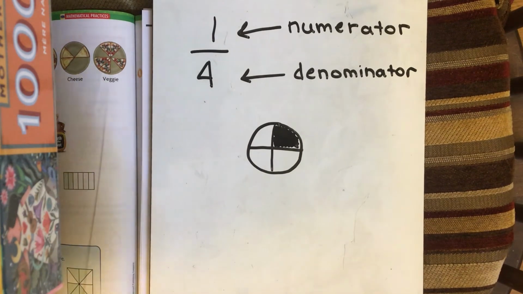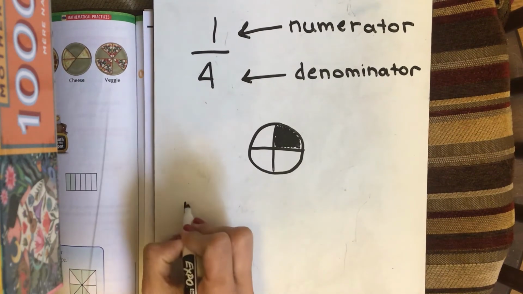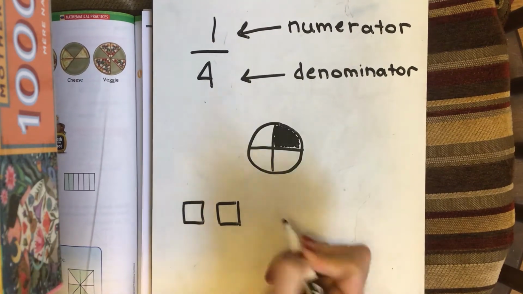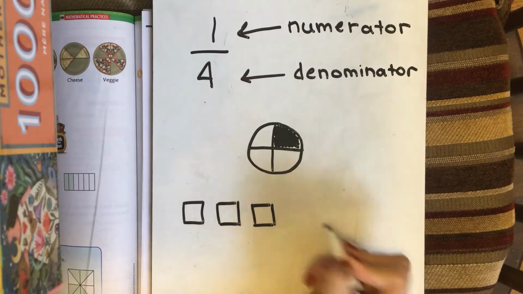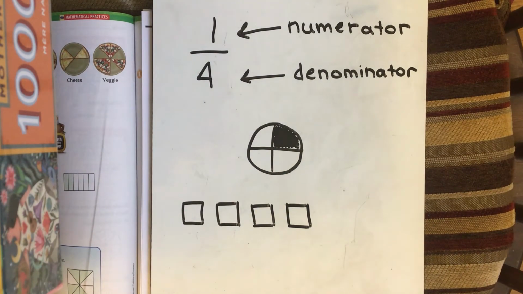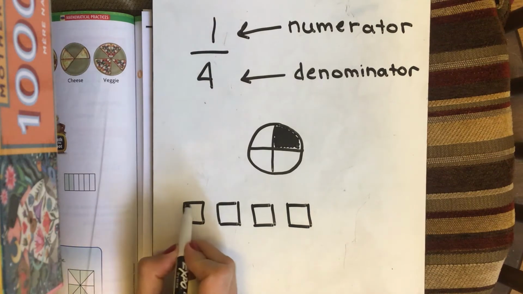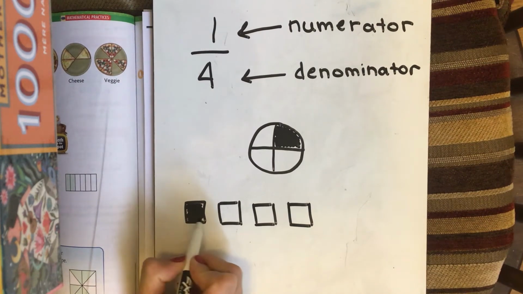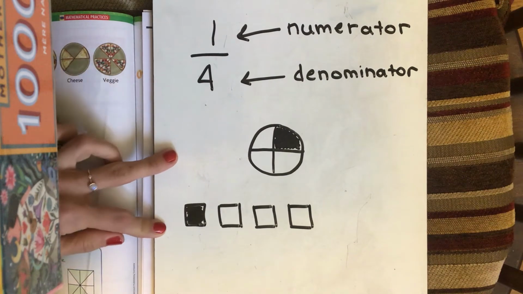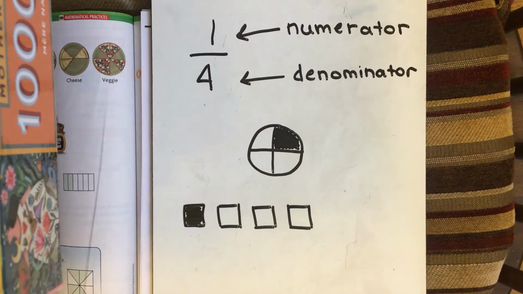We've also seen 1/4 of a group of objects. So here's what that would look like. We could have squares. The denominator tells us that we will have 4 of them. And the numerator tells us that one of them is going to be counted. So just like we can show fractions these two ways, we can also show fractions on a number line.